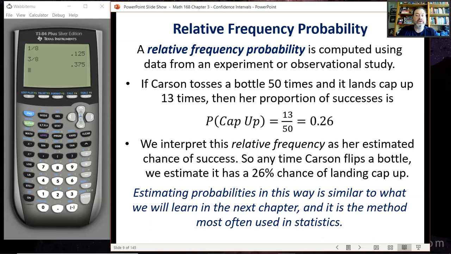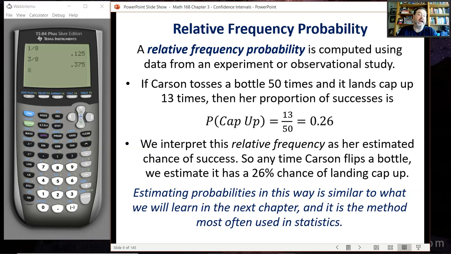So it's computed directly using data from an experiment or an observational study. So if Carson tosses a bottle 50 times and it lands cap up 13 times, then her proportion of successes, probability of cap up, is 13 out of 50. And it's 0.26 or 26%. And so the idea here is that this relative frequency is the estimated chance of success, or estimated probability of success. So anytime Carson flips a bottle, we estimate it has a 26% chance of landing cap up.